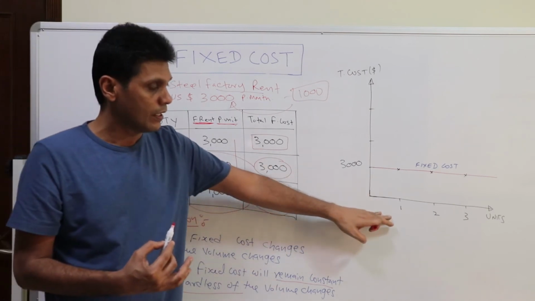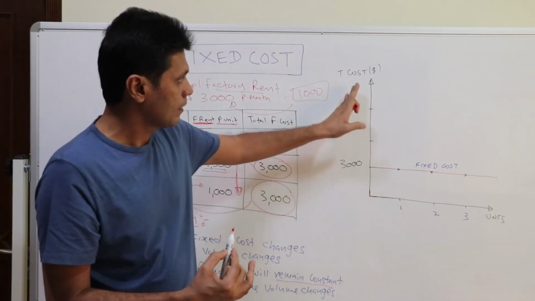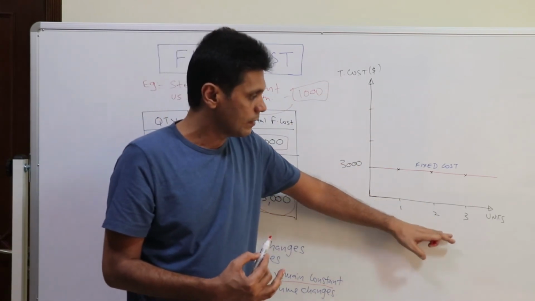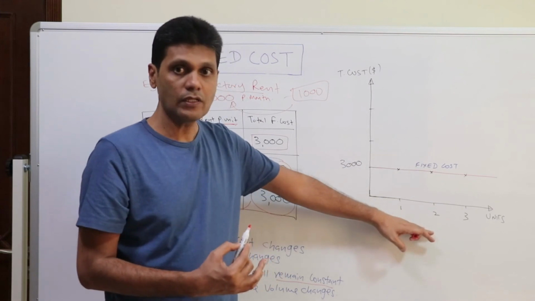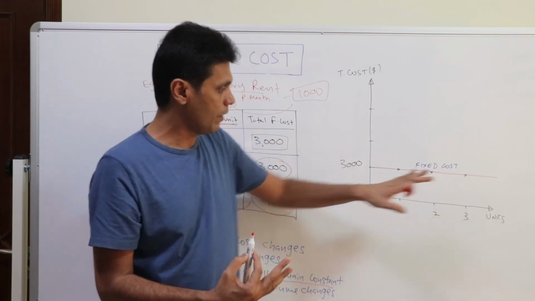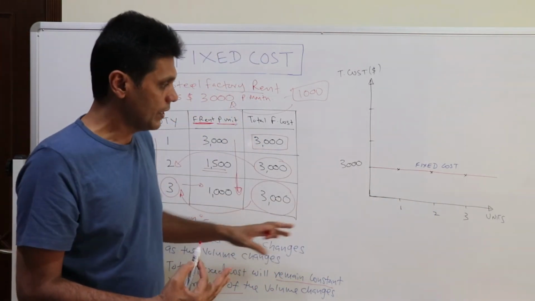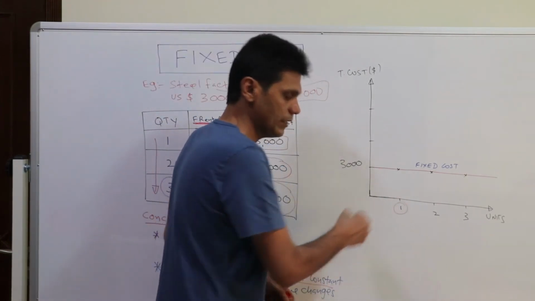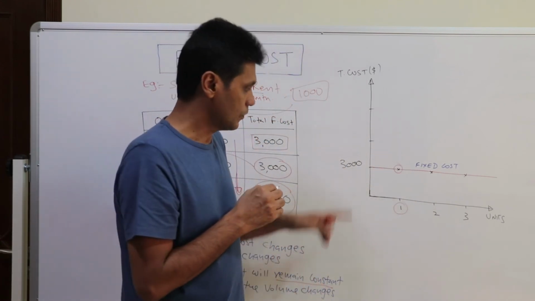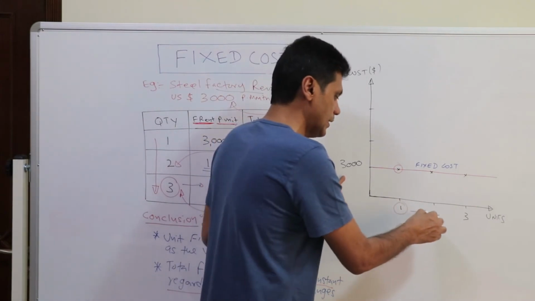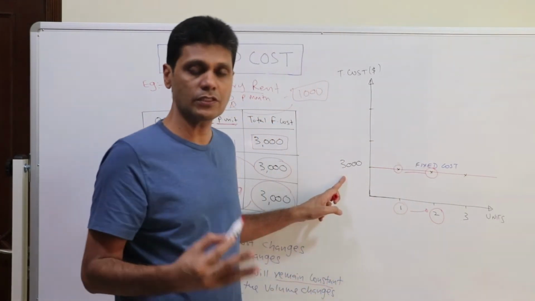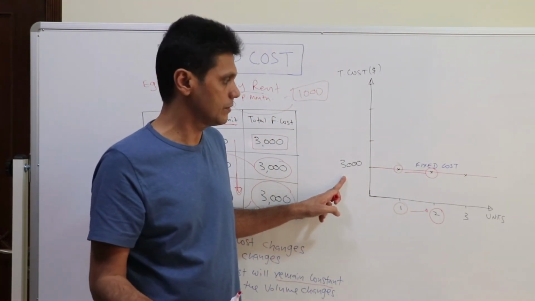Now let's move on to the graph. As you can see, the vertical axis represents the total cost and the horizontal axis represents the number of units produced. This is plotted based on this table. When you produce 1 unit, your total fixed cost is going to be 3000. When you increase the production to 2 units, the total fixed cost is still going to be constant. It will not change.